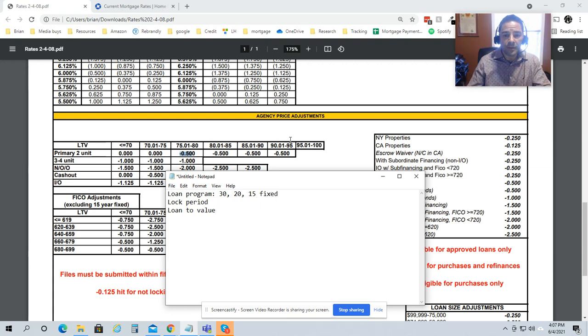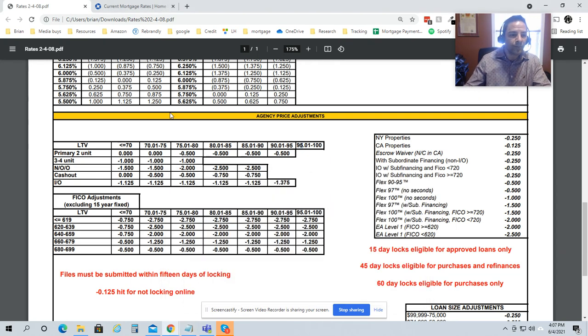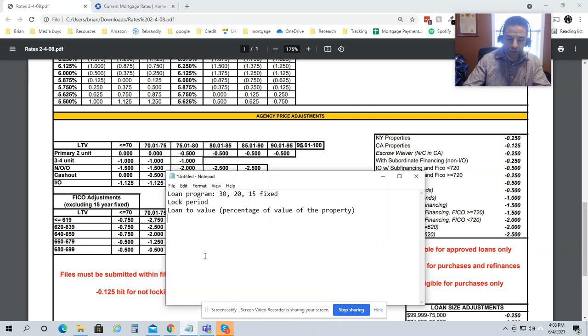Loan to value is basically the percentage of the value of the property. So are you trying to borrow 100% of the value of the property? Are you trying to borrow 80% of the value of the property? That will affect your interest rate. And we have primary two unit. What a primary means is a house that you're going to live in, as opposed to an investment property. So primary two unit, so two family.